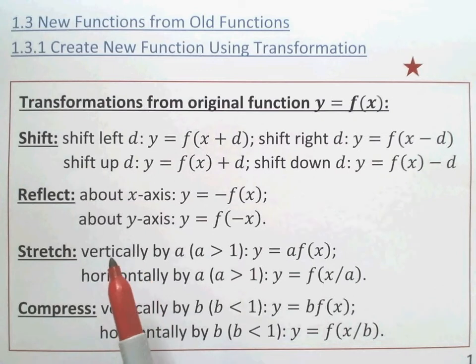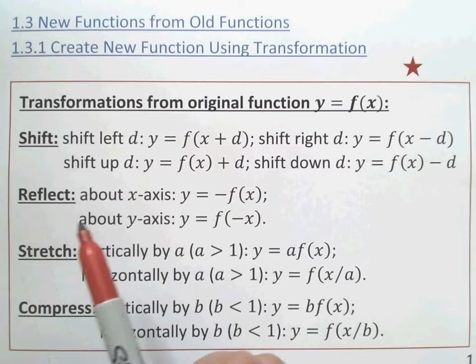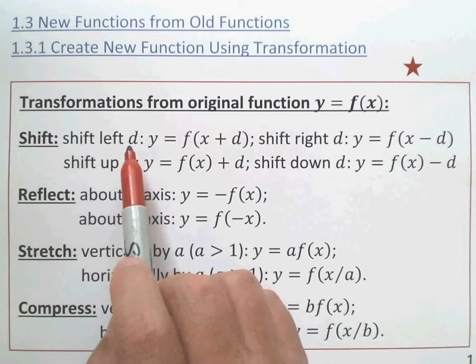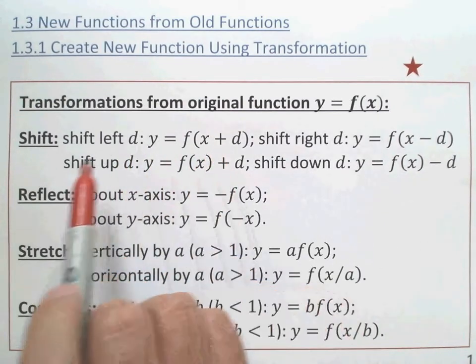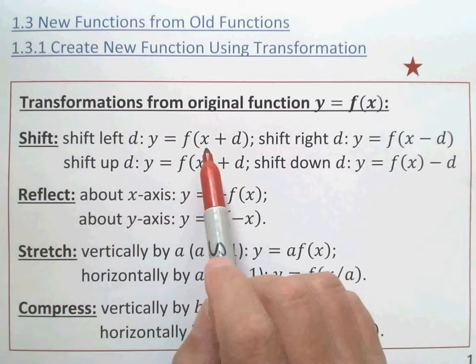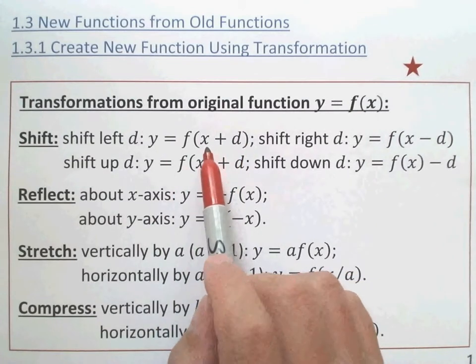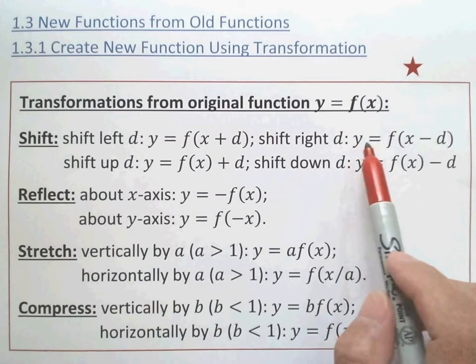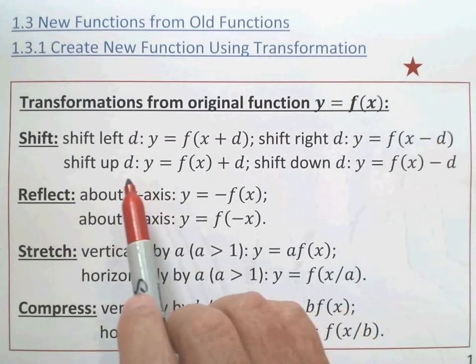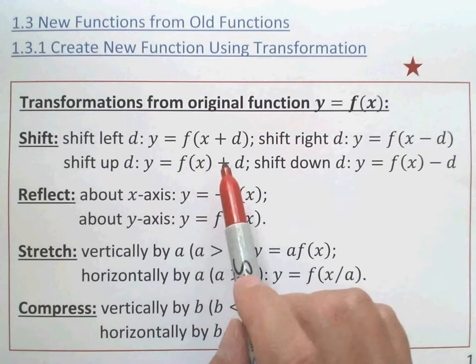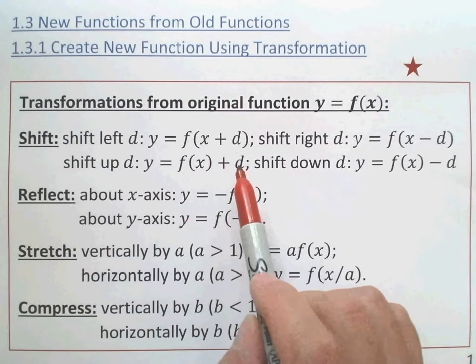What is shift? If we shift the original function left d units, x goes to x plus d. Don't be confused: go left is x plus d, go right is x minus d. Shift up d means the function value y goes up, plus d; goes down is minus d.